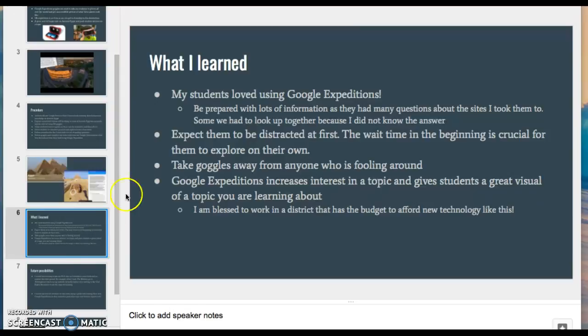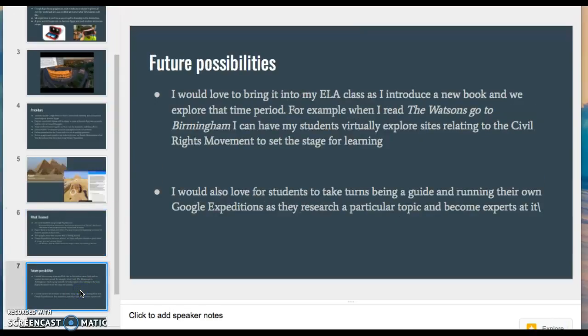As far as future possibilities, I mentioned it before, I definitely want to bring this into my ELA classroom. One of the books that we read throughout the year is called The Watsons Go to Birmingham, and it focuses on the civil rights movement. So just looking through Google Expedition, they have different sites that I could take them to that, again, would give them good background information and a good visual that would set the stage for learning for my students.